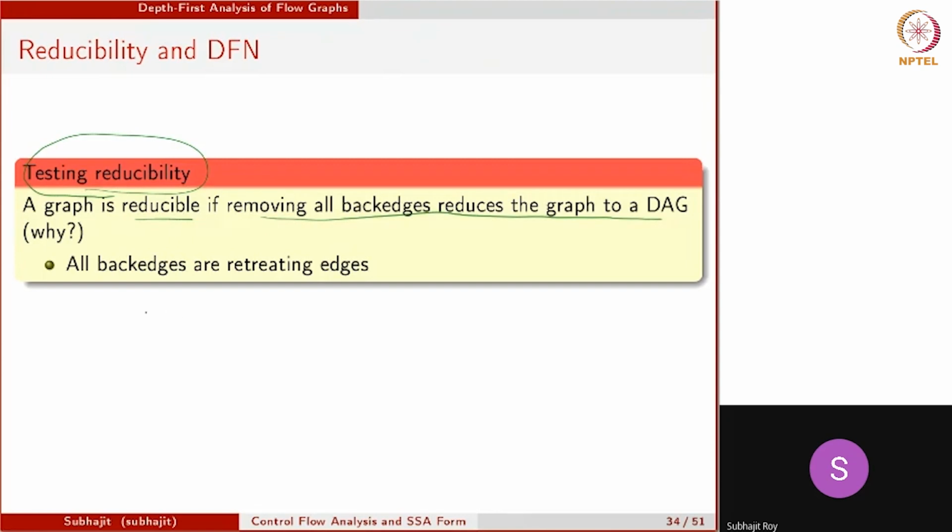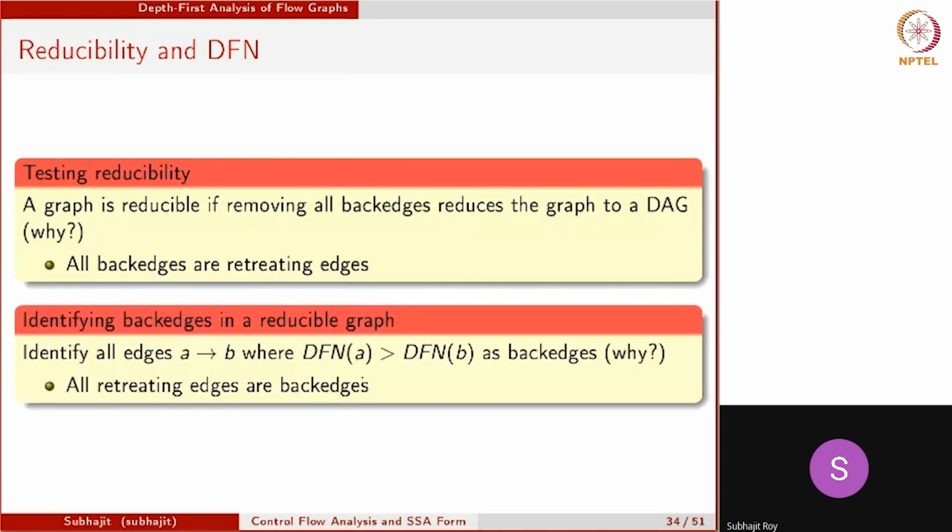So if you are given a graph and you want to check if it is reducible, all you need to do is find all the back edges. What are back edges? If the dominance goes in the other direction, remove all the back edges. If it is indeed a reducible graph, then when you remove all the back edges, you would have removed all the retreating edges also, because the retreating edges and the back edges are the same in a reducible graph. And then you would surely be left with a DAG. So if you remove all the back edges and you're left with a DAG, then the graph is surely reducible. That gives you an algorithm for testing reducibility.